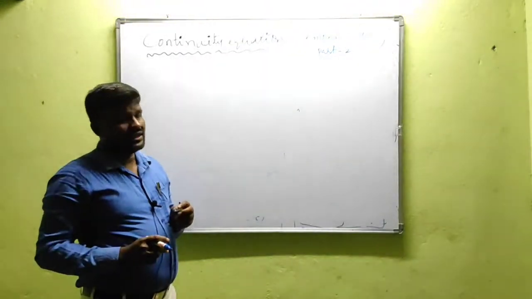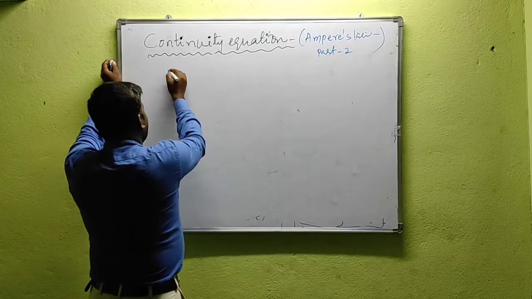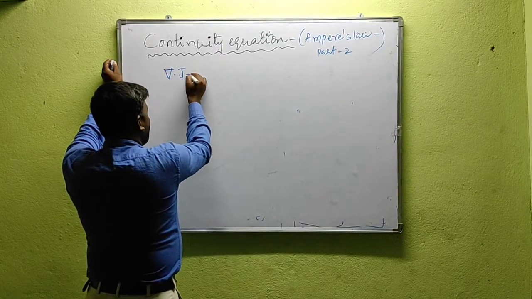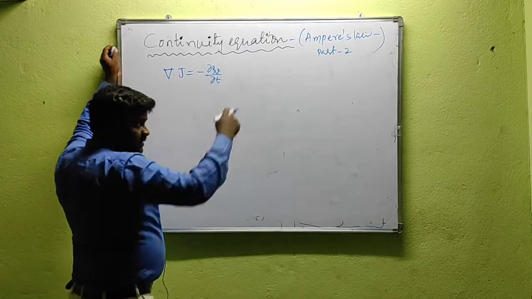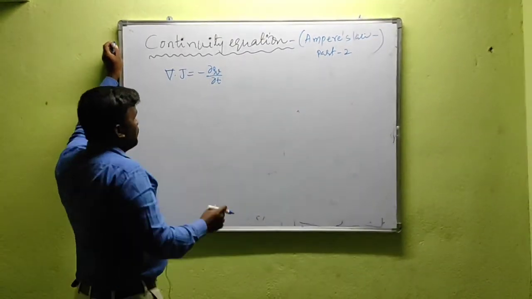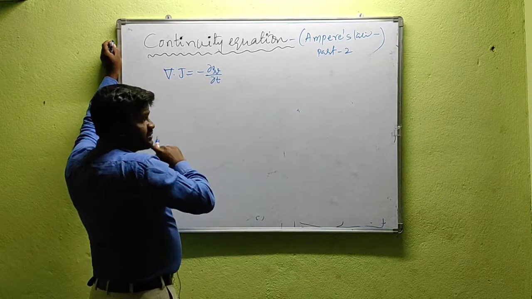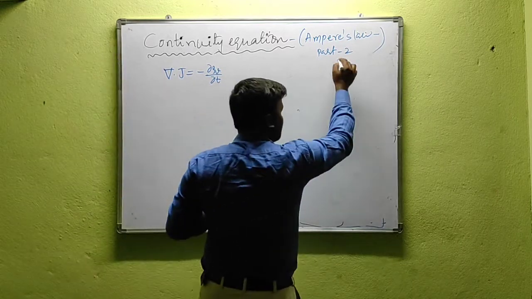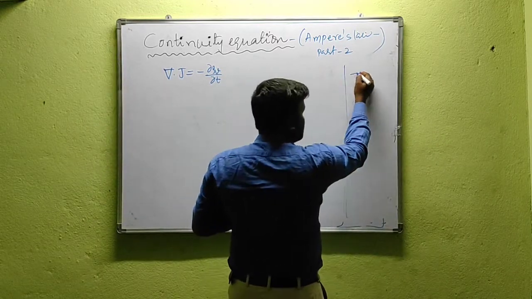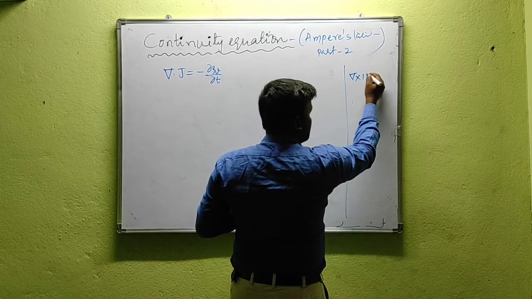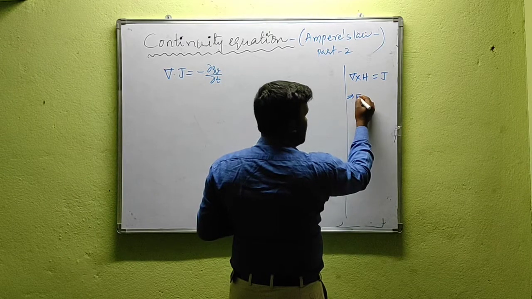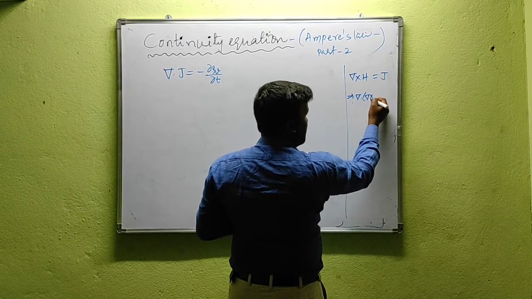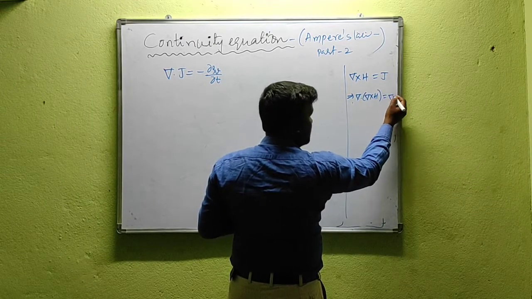We know that the continuity equation is del dot J equal to minus dou rho v by dou t. In part 1 of Ampere's circuit law, we have del dot J equal to minus dou rho v by dou t. Or else I will write this here: del cross H equal to J. Let us apply divergence on both sides. This implies del dot (del cross H) is equal to del dot J.